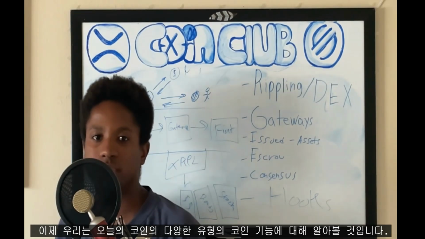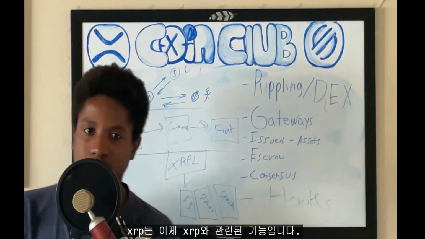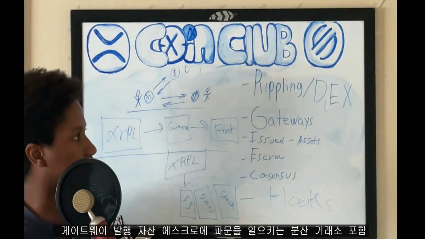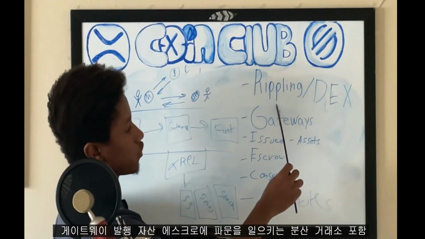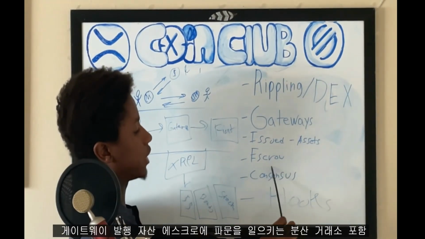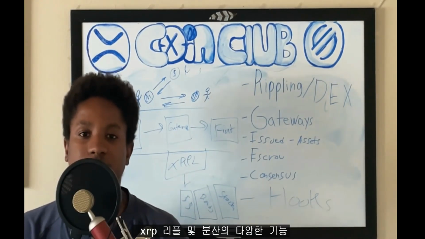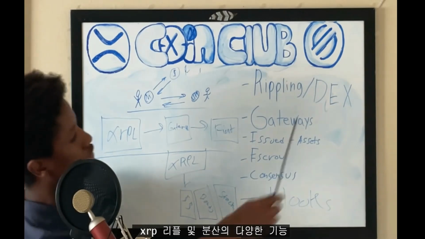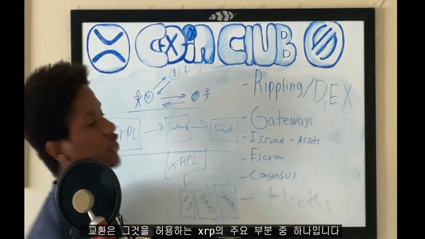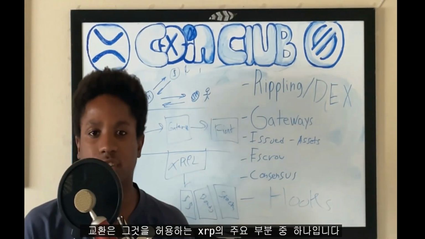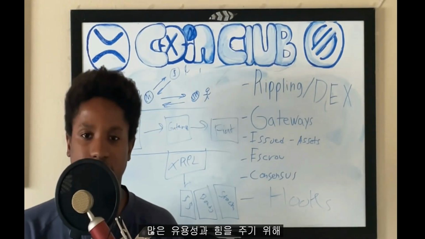Going over different types of coin features, today's coin being XRP. Now, the features associated with XRP include decentralized exchanges, rippling, gateways, issued assets, escrow, consensus, and hooks. Going through a lot of these different features, in XRP, rippling and decentralized exchanges are one of the primary portions of XRP that give it a lot of the utility and power.